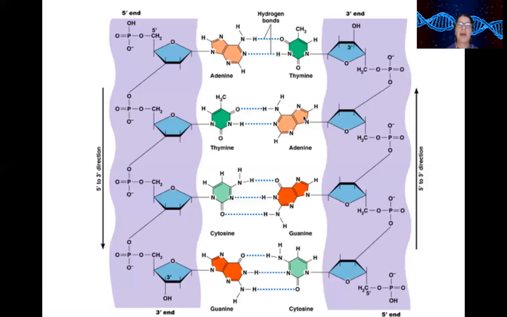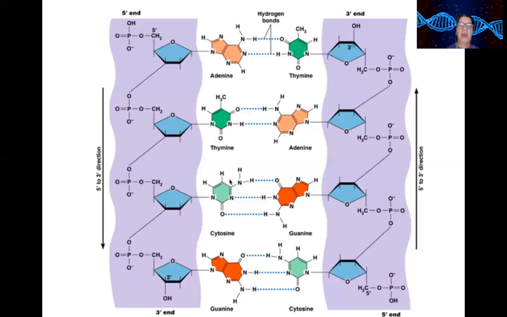The bases form hydrogen bonds between polar groups in the base. And there are 2 hydrogen bonds between A and T, and 3 between C and G. An A always pairs with a T, and a C always pairs with a G. What I also want you to notice is that the A is a big base, it has 2 rings, and it pairs with a single ring, a smaller base.